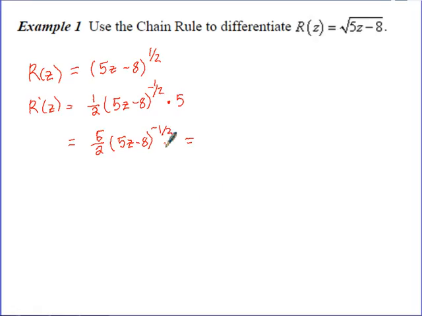I don't want this negative, and I have to change it back to a radical. So can I do that in one step? Where is this going to go? Okay, so right now, does everybody realize that this is technically at the top, right? It's technically over 1. So when I send it to the bottom, there's something already there. The 2, right? So this is going to be 5 over 2 square root of 5z minus 8.